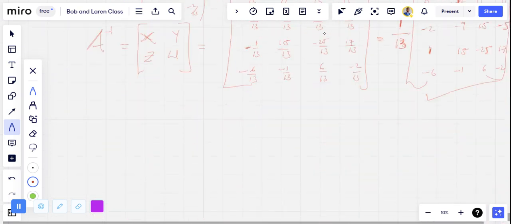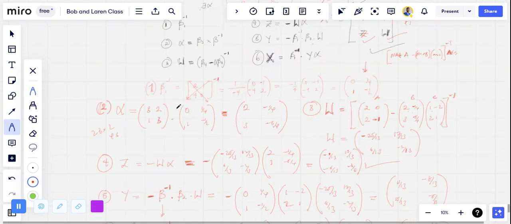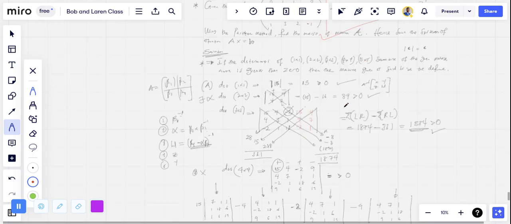Now recall that they now ask us to look for this last part. They ask us to solve the system of equation. Let me go and check the question again. Use the partition method to find the inverse of matrix A. We've answered this one. Hence, solve the system of equation AX equals B. Where B is equal to what? Can you see B? B is this: minus 10, 8, 7, 5 transpose.